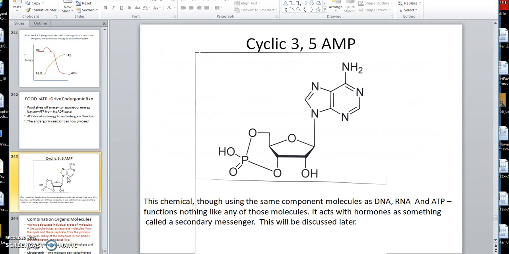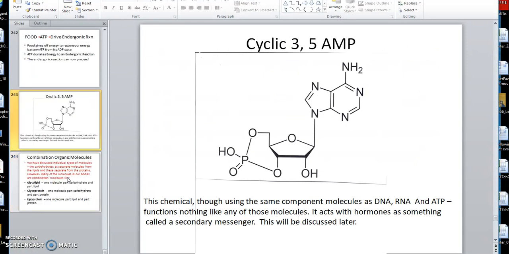I go to the last thing I want to mention, and this is another time that the same ingredients are used as in DNA, RNA, and now ATP. This is what we call cyclic 3,5-AMP. Adenosine again, adenine, ribose, but this phosphate is cycling around. Now, I'm not going to say much on this, but I will say this right here is going to act as something we'll call a secondary messenger. I'll bring it back up.